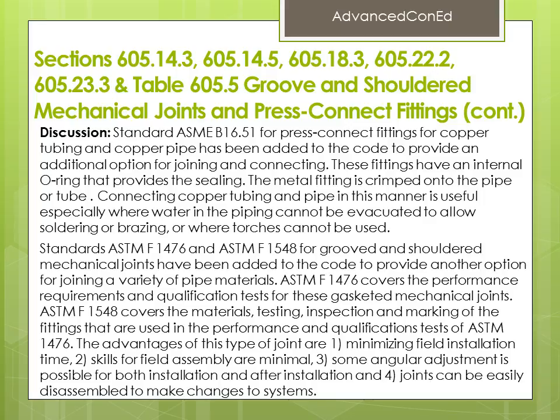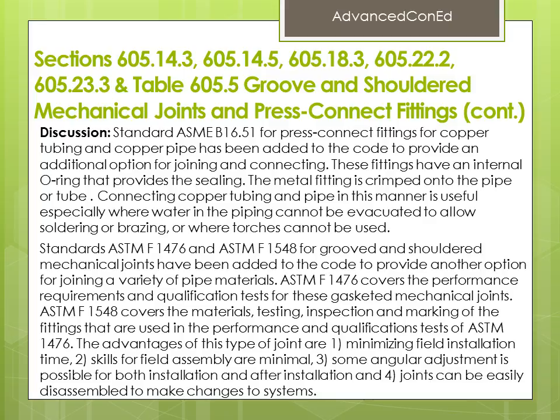Sections 605.14.3, 605.14.5, 605.18.3, 605.22.2, 605.23.3, and Table 605.5. Groove and shouldered mechanical joints and press connect fittings, continued. Discussion. Standard ASME B16.51 for press connect fittings for copper tubing and copper pipe has been added to the code to provide an additional option for joining and connecting. These fittings have an internal O-ring that provides the sealing. The metal fitting is crimped into the pipe or tube. Connecting copper tubing and pipe in this manner is useful, especially where water in the piping cannot be evacuated to allow soldering or brazing, or where torches cannot be used.